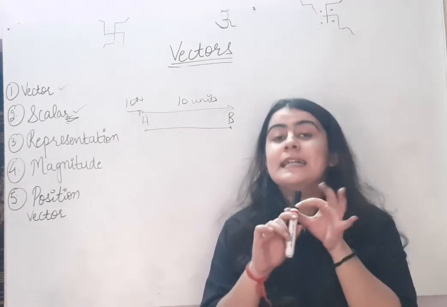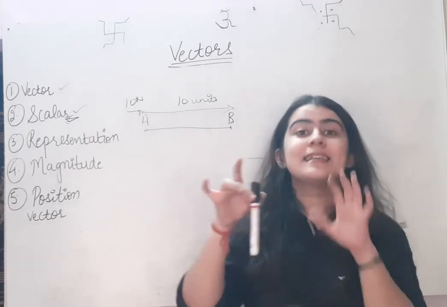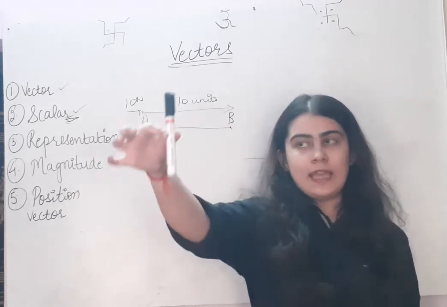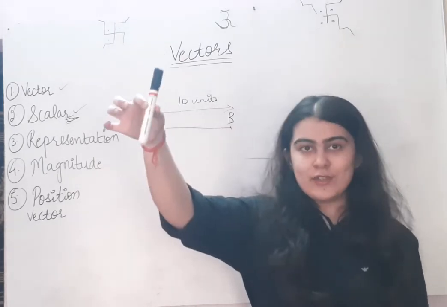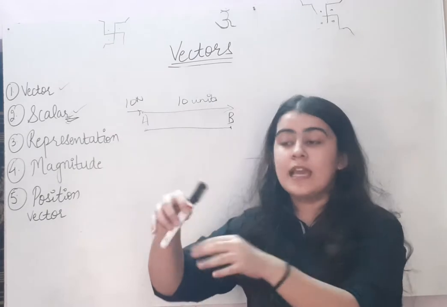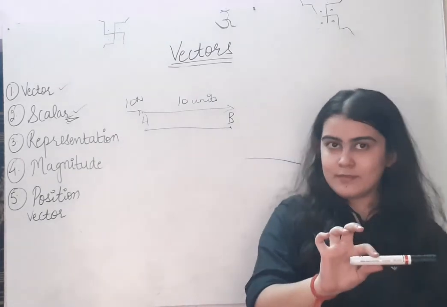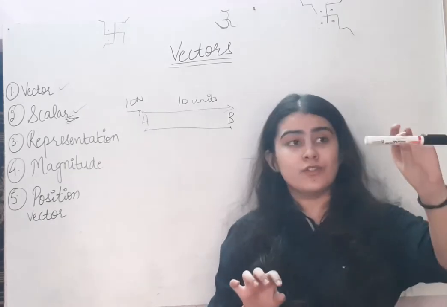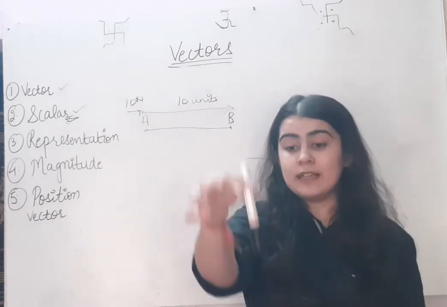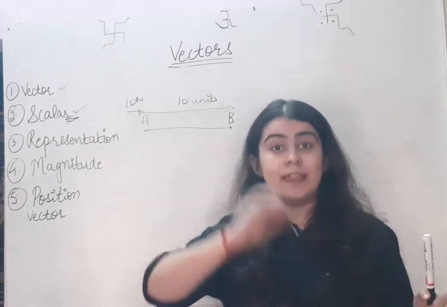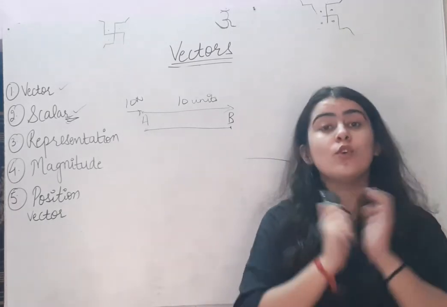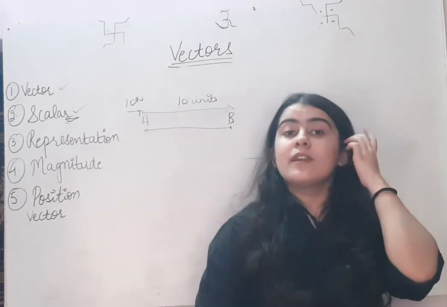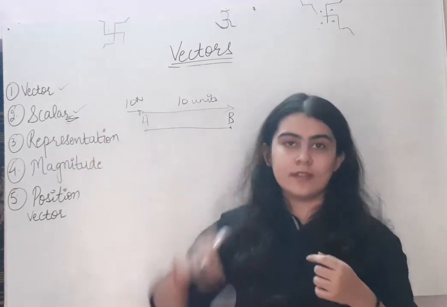So now the magnitude of this marker is 10 grams, but it doesn't have any direction. If it is kept here in the north direction, even then its weight is 10 grams. If we keep it like this, in the east direction, even then its weight is 10 grams. Its weight will remain the same. So weight is a quantity which has only magnitude and not direction, and that quantity is known as a scalar quantity.